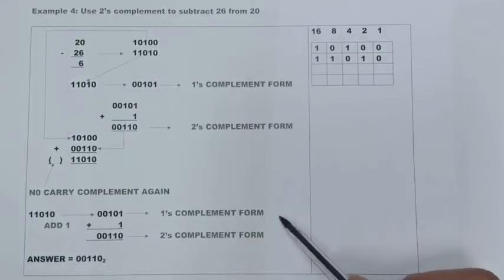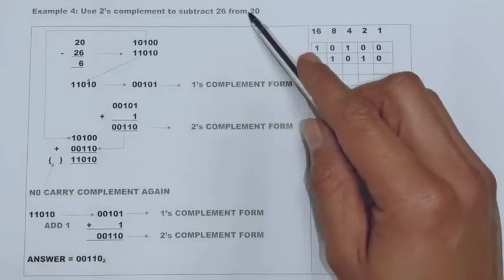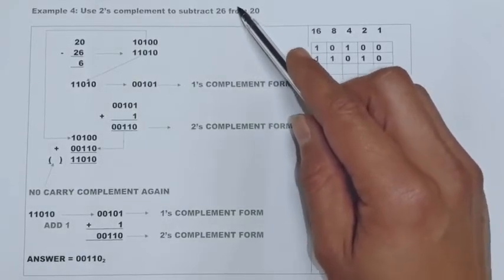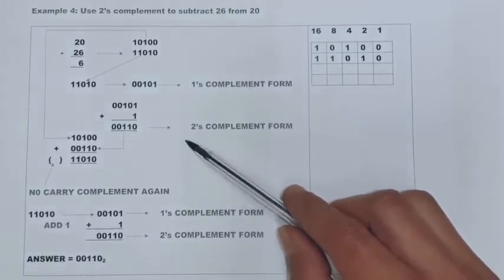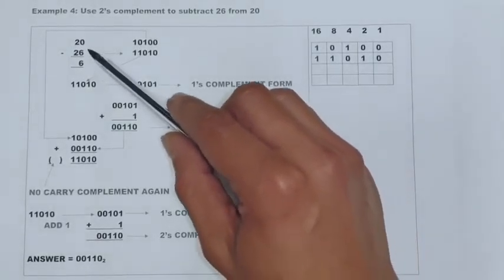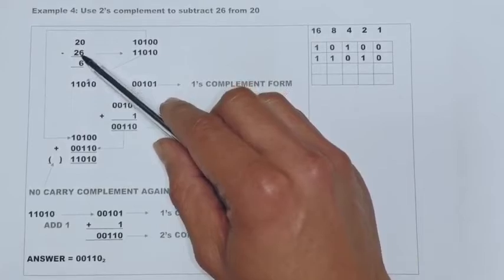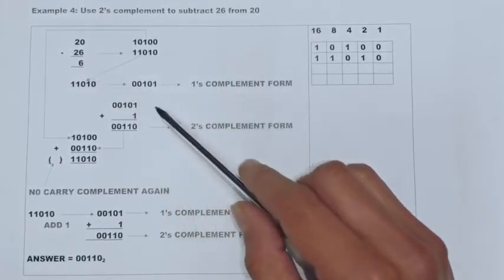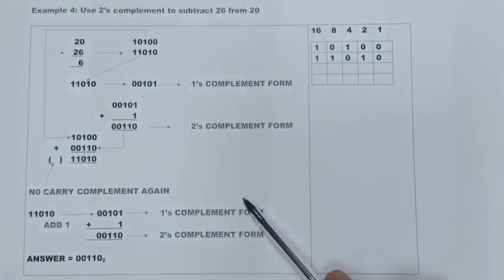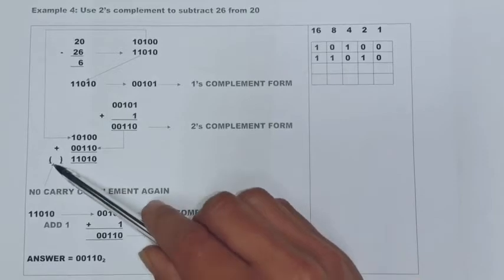In example number 2, we have again 26 minus 20, the same values that we have in the 1's complement example. So the first thing again, write down your values. 20 minus 26 is 6, actually minus 6, but in this case we're just going to write 6. What I want you to see here again, as for the 1's complement as well, is that we're not going to have a carry now.